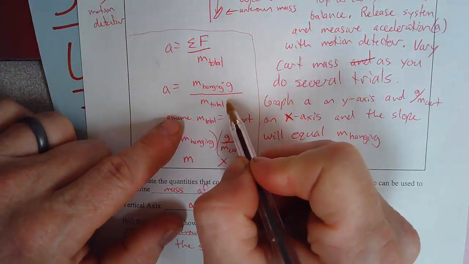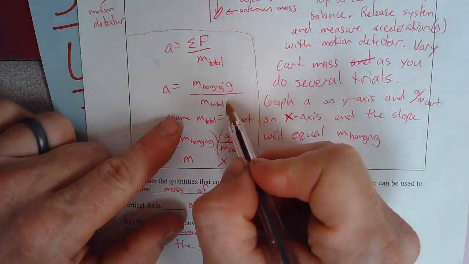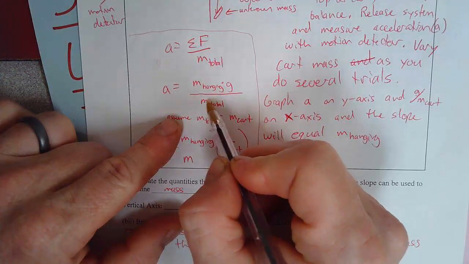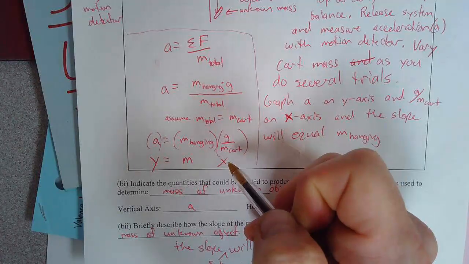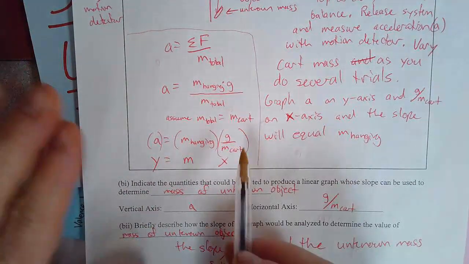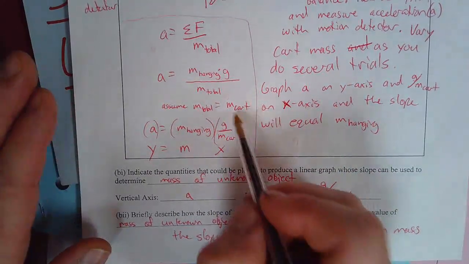The math here gets kind of messy. You can still do it, but it gets kind of messy if you try to do mass of cart plus hanging mass, and then you're trying to graph stuff like that. Doesn't work out very well, but this is nice and clean if you do it this way.